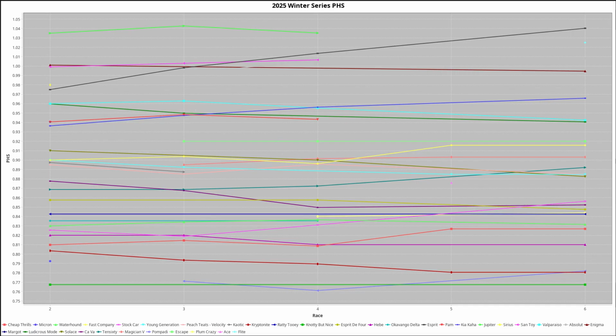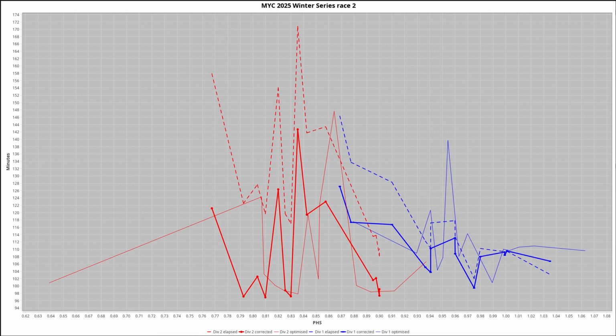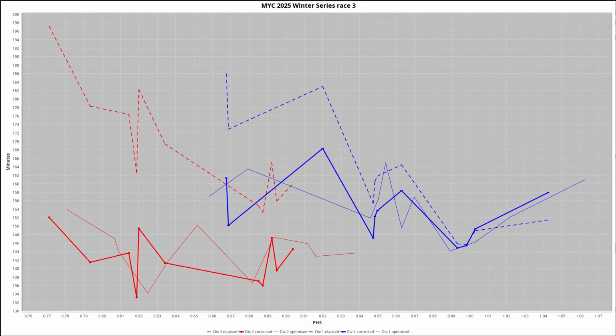Can we look at the individual races? Well, the elapsed time here, again, it's not very slopey, so that's showing it's a bit of a weird race, especially in Div 2. Div 1, it's got the right sort of slope, and the good thing is the trend of the corrected time is more level than the trend of the elapsed time. So handicap hasn't done too bad a job.